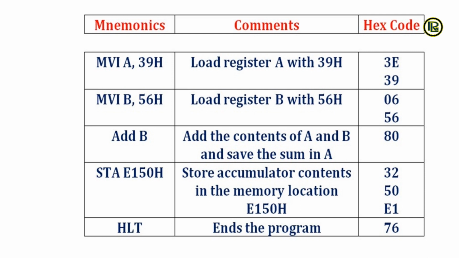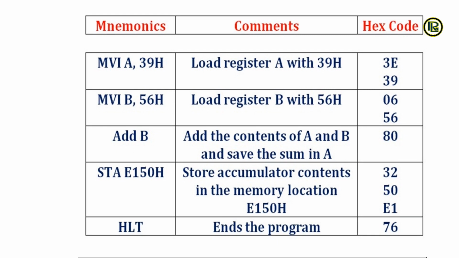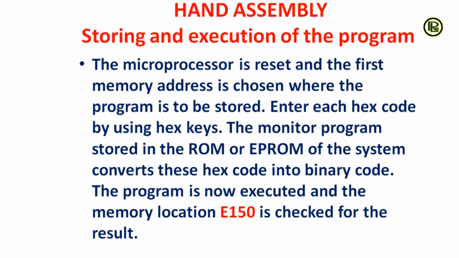We have no address written here. The address for each hex code is needed to write the program and to execute the program. That is very much essential. So the address is a very crucial part of microprocessor program writing. Another interesting thing is hand assembly, storing and execution of the program. We have to write the program in the microprocessor. For that, the microprocessor is first reset, and the first memory address is chosen where the program is to be stored. Then we have to enter each hex code by using hex keys.